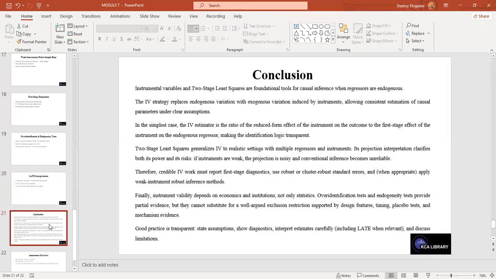Now, by way of conclusion, instrumental variables and two-stage least squares are foundational tools for causal inference when regressors are endogenous. IV replaces endogenous variation with exogenous variation induced by instruments, allowing consistent estimation of causal parameters under clear assumptions. In the simplest case, the IV estimator is the ratio of the reduced form effect of the instrument on the outcome to the first stage effect of the instrument on the endogenous regressor, making the identification logic transparent.